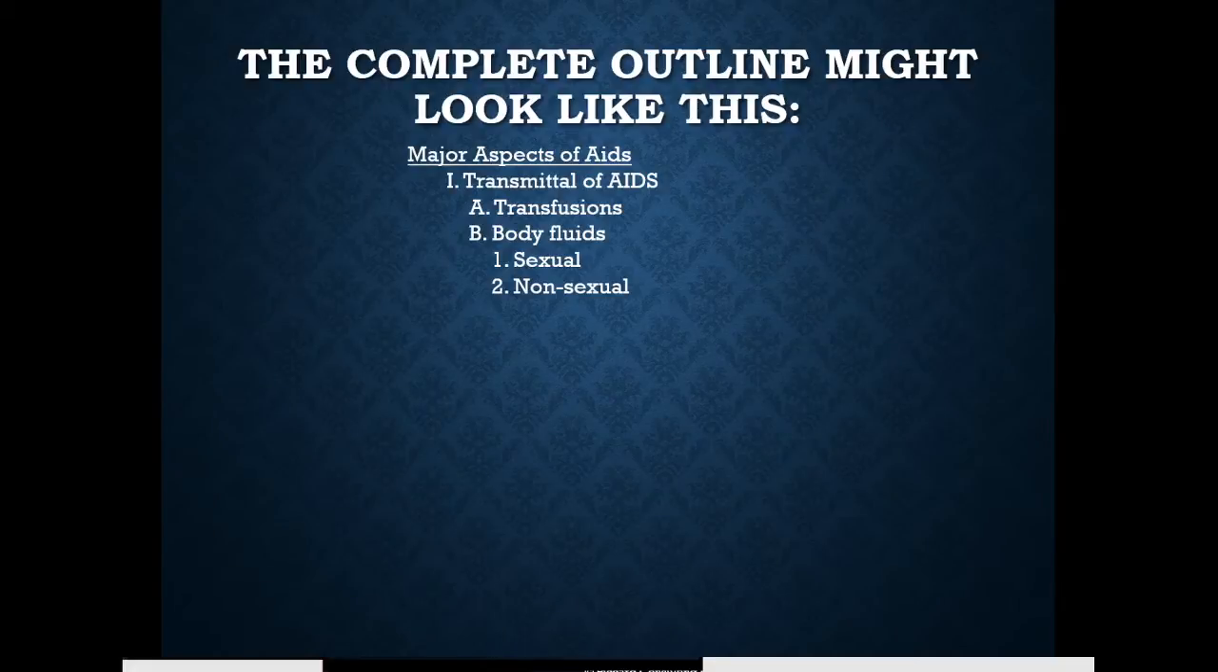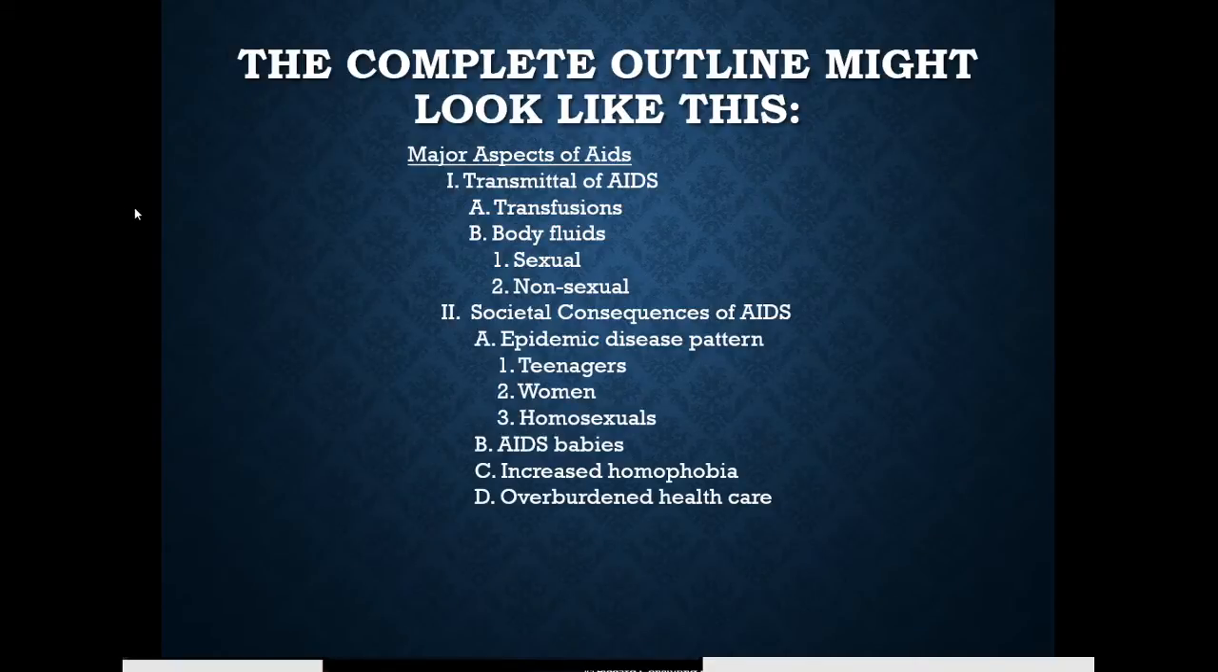This is how you see simple words, one or two words per item, will give you an idea. It starts a trend of what you're going to speak about, and from that is where you start developing your sentences. We'll get to that a little bit later on. Now, the second part of the major aspects of AIDS, which is also part of what you want to get at as your main subject, is the societal consequences of AIDS.